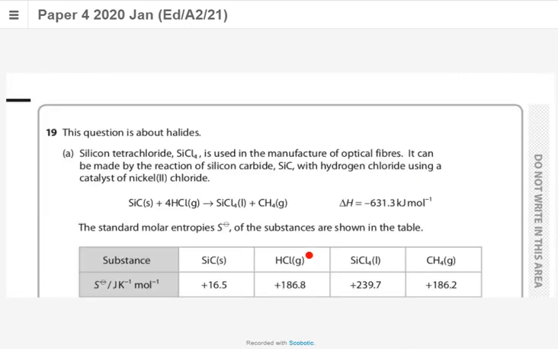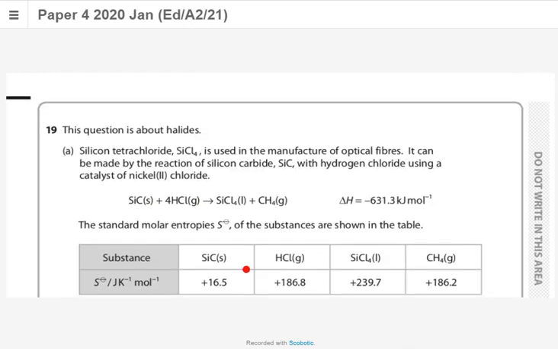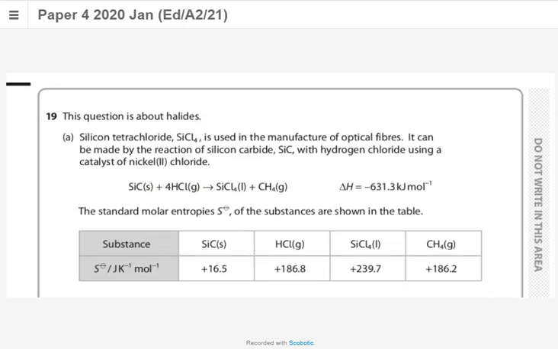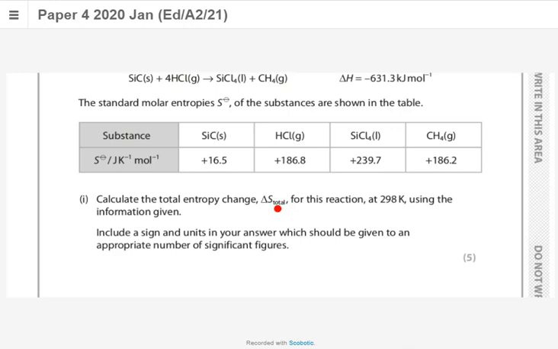The next question. Silicon tetrachloride is used in the manufacture of optical fibers. It can be made by the reaction of silicon carbide with hydrogen chloride using a catalyst of nickel(II) chloride. The entropy values are given. Calculate the total entropy change for this reaction.